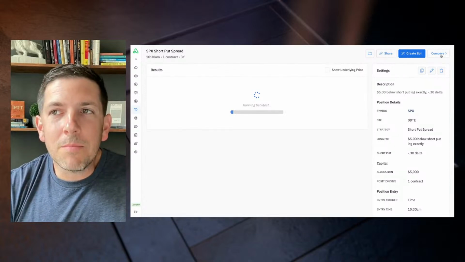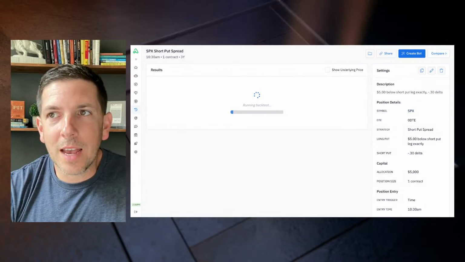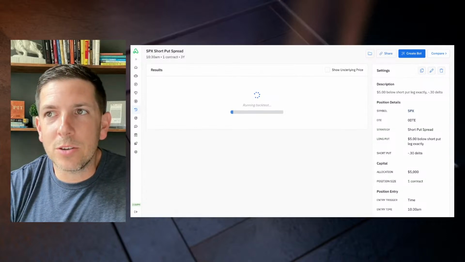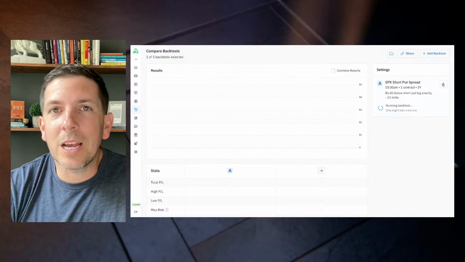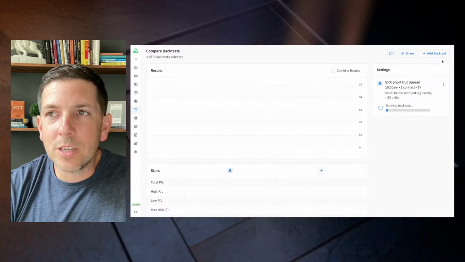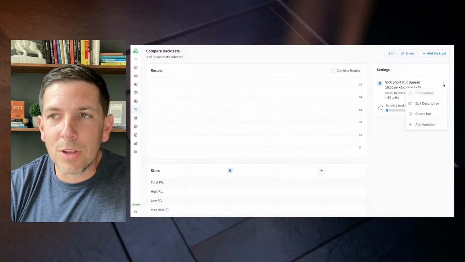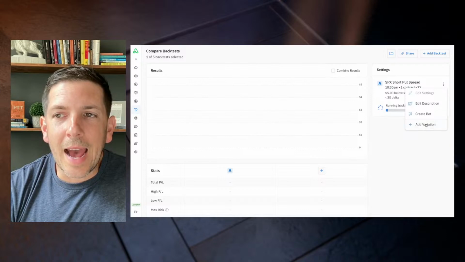But what you can do immediately is compare this against other types of positions. So if I wanted to compare, I could start a comparison process right now and just spin up a ton of backtests to look at. So that's what I'm going to do. I go into the compare mode here, and then I click the 3 little dots on the right side of this backtest, and I can go down here to add variation.